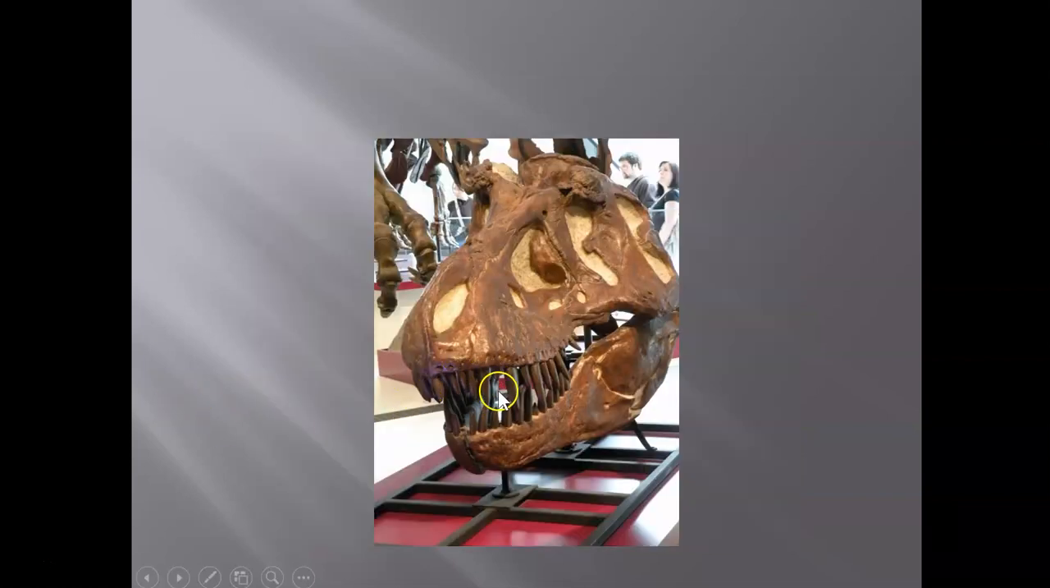Teeth are another thing where structure governs function. The type of teeth a creature has tells whether it was an omnivore, a carnivore, or an herbivore. And you'll see that this type of tooth pattern, likely this was obviously a meat eater, not a plant eater.